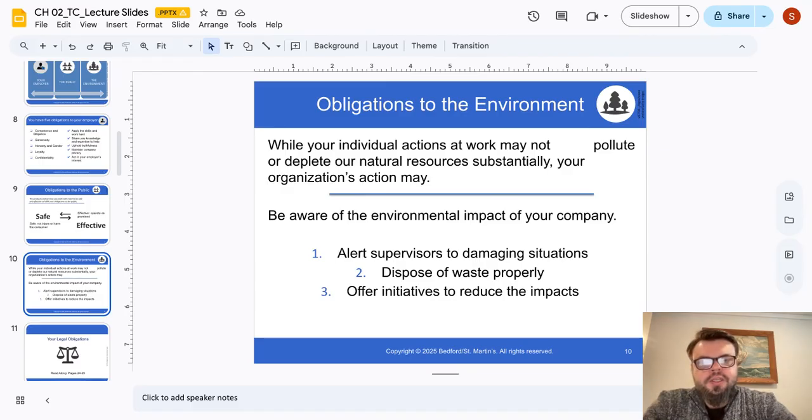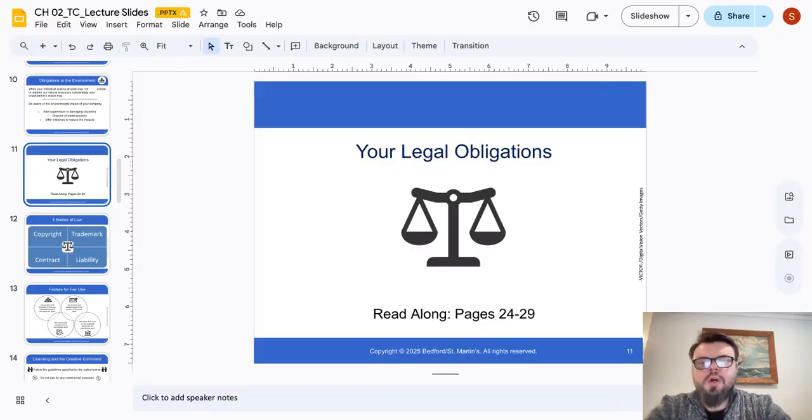Ethical communication in this context means resisting pressure to cut corners in how environmental impacts are described or addressed. Environmental responsibility, like public safety, is part of what it means to communicate ethically in the real world. Up to this point, we've been talking mainly about ethics, what professionals ought to do. Now the chapter shifts to something closely related but not identical, your legal obligations. Ethical and legal obligations overlap, but they aren't the same thing.